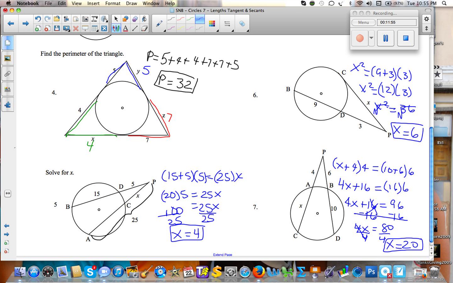Okay, there you have it. Examples and the rules. Review it if you need to, otherwise be prepared for class tomorrow.